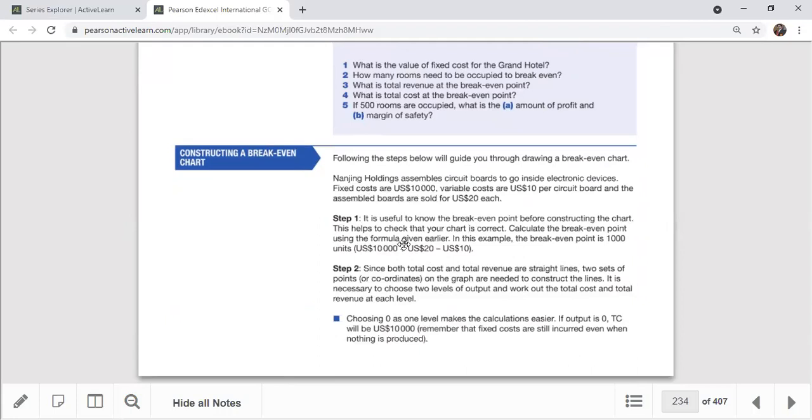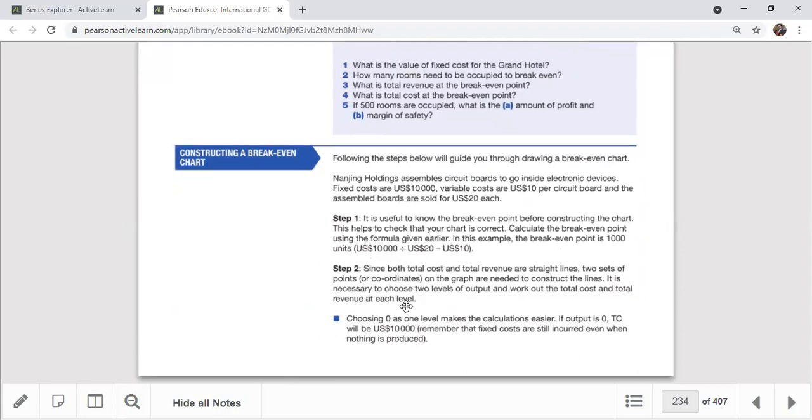Normally it is useful to know the break-even point, because when constructing the chart it helps you check that your chart is correct. So manually you can first of all calculate the break-even point: fixed cost over selling price minus variable cost. In this case, break-even is 1000. After that, step 2 is to create the total cost and total revenue straight lines.